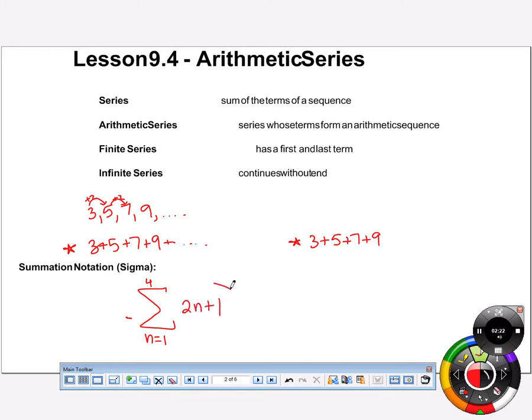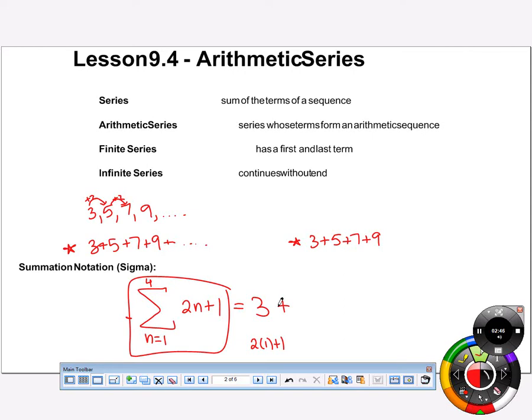Okay? So this is our summation notation. It uses sigma. Now, what this really means, if you write this out, this means you take that n is equal to 1. You plug that in to the rule. So 2 times 1 is 2 plus 1 is 3. 3 is the first term of your series because it's what you got by plugging in the first thing they said to plug in, which was 1.